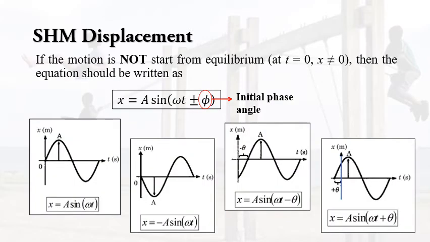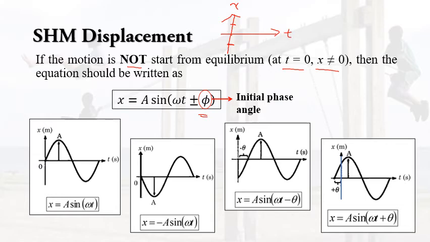So what if the motion does not start from equilibrium? It means that at time t equals 0, x is not equal to 0, right? Because you look at the graph. Now if you have a graph of x against t, and at t equals 0 it does not start from 0, meaning it starts either from a positive displacement or a negative displacement. In this case, the equation should be written as x equals A sine omega t plus phi.